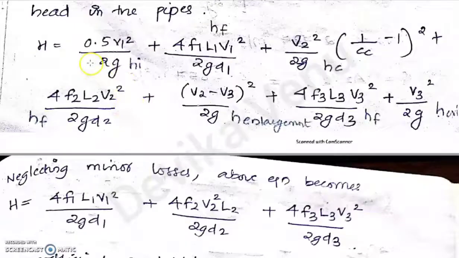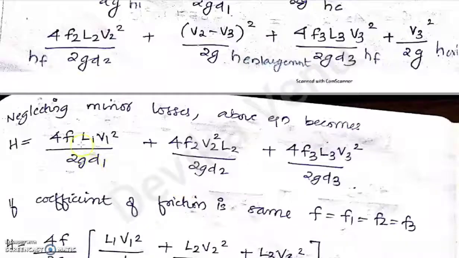And again, to simplify this, I have neglected the minor losses. The minor losses are entrance, contraction, enlargement, and the exit. So considering only the major losses, that is the head loss due to friction, the equation will become like this: f1 L1 V1 square by 2g D1, likewise.